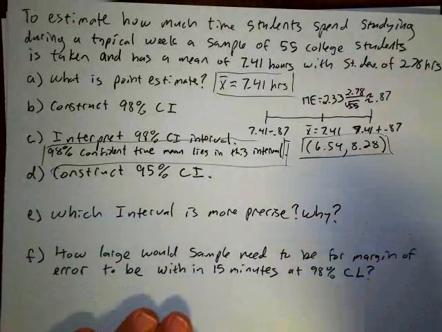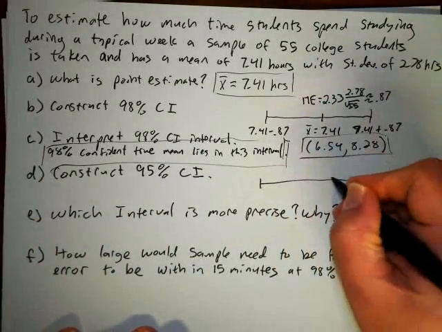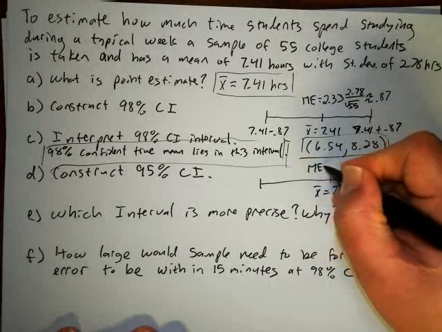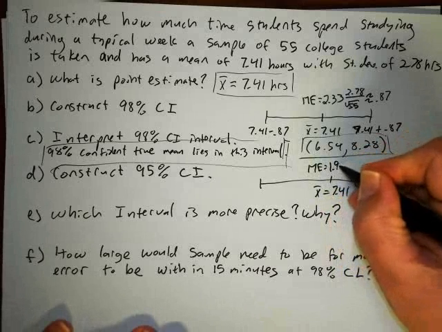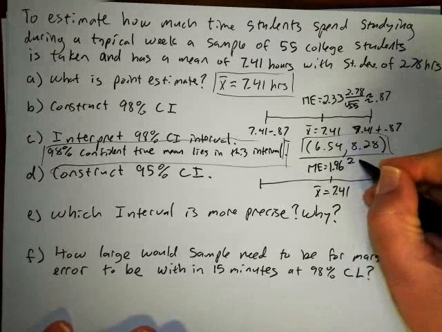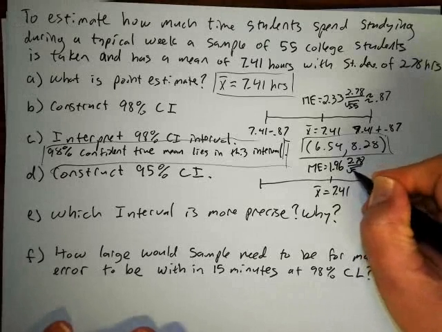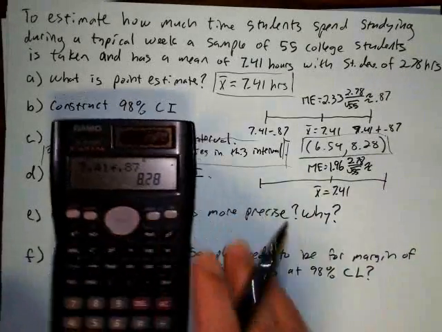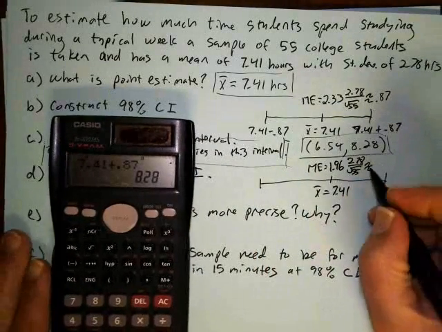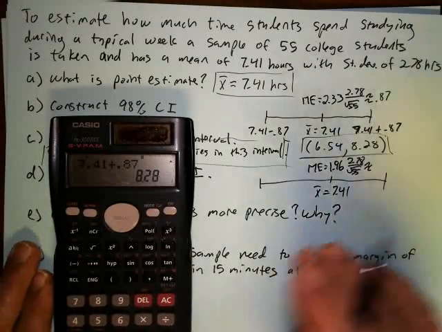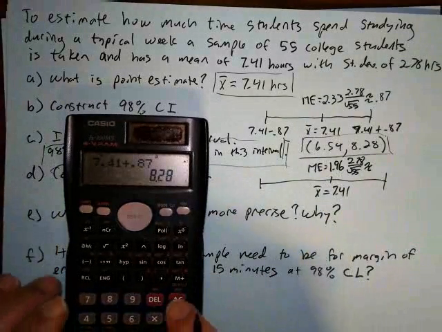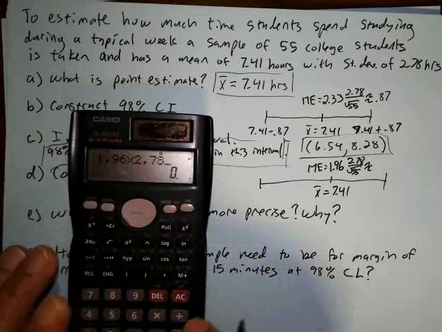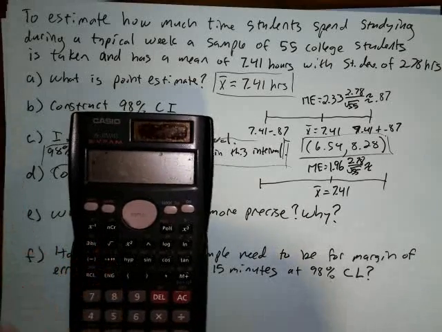So now, construct a 95% confidence interval. So the center here is 7.41 again. For 95% confidence level, the critical value is 1.96. Multiply that by 2.78 over the square root of 55. So notice the only thing that really changes in this interval is the critical z-value, which is actually going to make the margin of error a little smaller because the critical z-value is a little smaller.